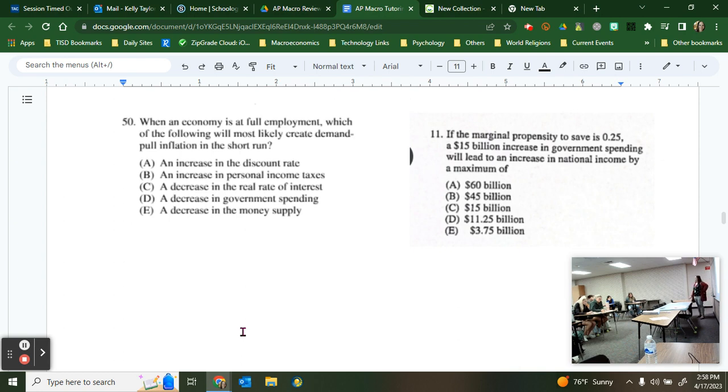Now let's do in order for aggregate supply because there's an acronym. It's NITEP. What's N? Number of sellers. What's I? Input prices. What's T? Technology. E: expectations of future prices. But yes, it's not just any expectations. It's expectations of future prices specifically. P: productivity.